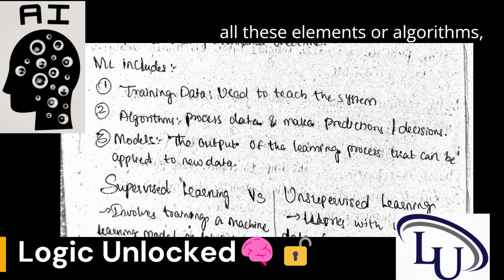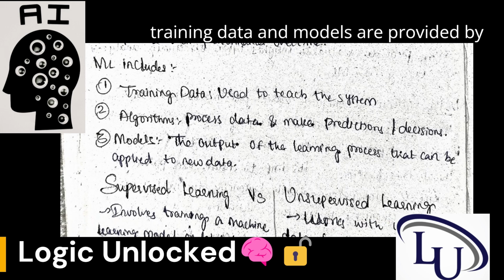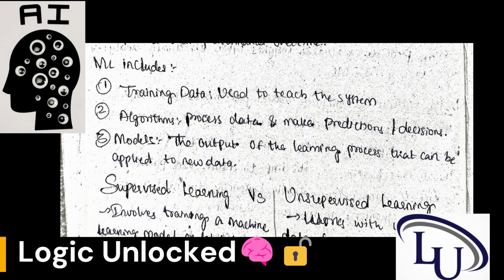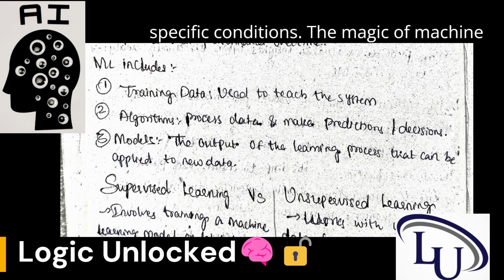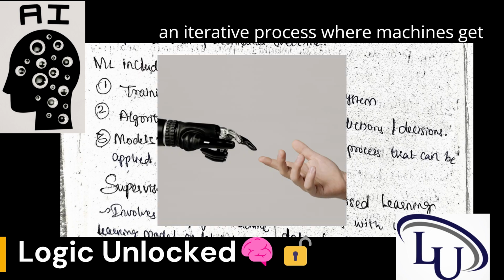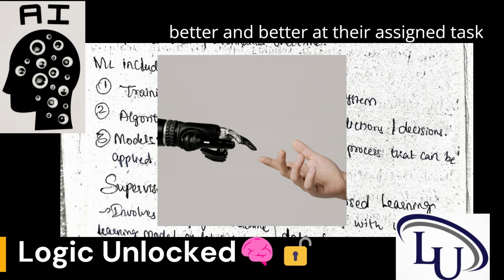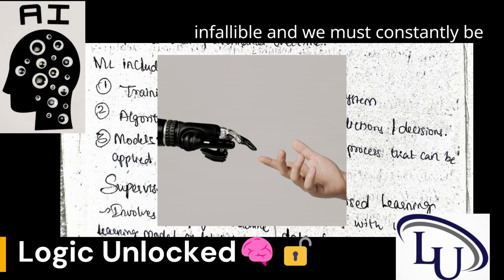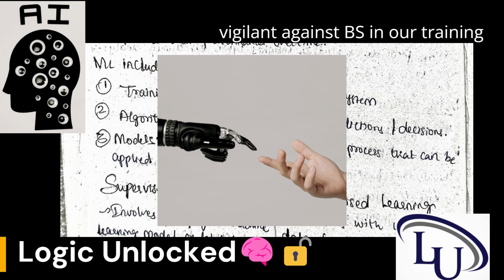Next, remember, all these elements, algorithms, training data, and models, are provided by humans. We set up the process that allows those systems to adapt and optimize based on pre-programmed instructions and specific conditions. The magic of machine learning is in the iterative process, where machines get better and better at their assigned task over time. But they are not infallible, and we must constantly be vigilant against bias in our training data.